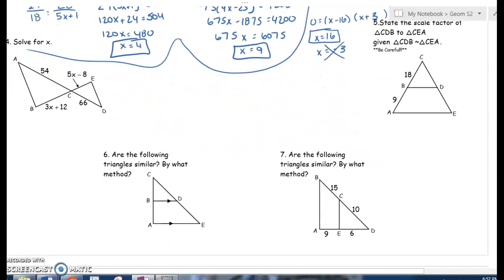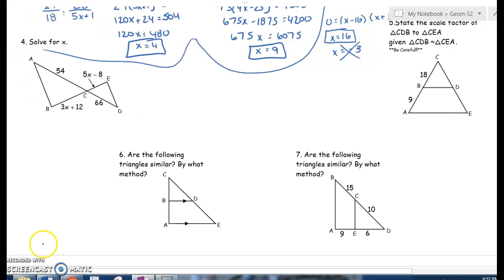All right, let's look at number 4 here. With number 4, it says to solve for x. Now we're going to assume that these lines are parallel. So pretend that was given to you.